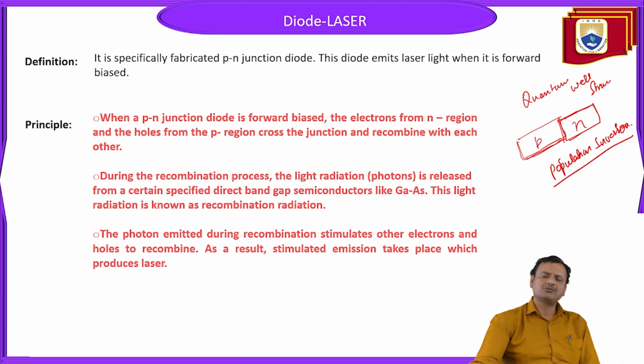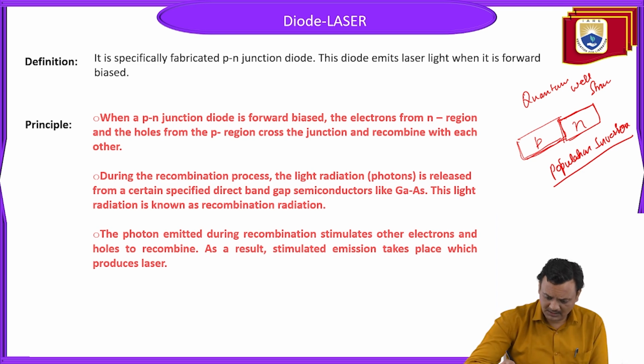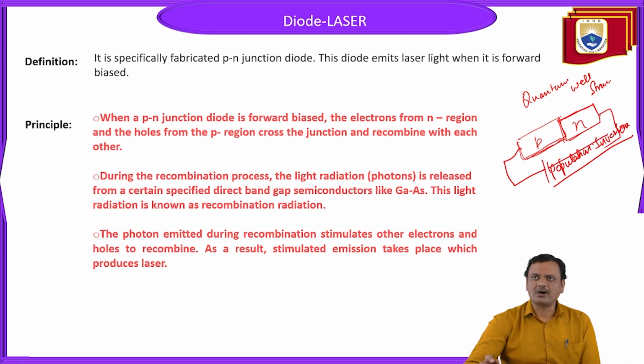What is population inversion? I already discussed. Okay, so that's why it is written. It is a specifically fabricated PN junction diode. This diode emits laser light when it is forward biased. So it works in a very similar manner to an LED. You know that the LED will always work in forward bias, so that's why this diode laser will also be in forward bias.